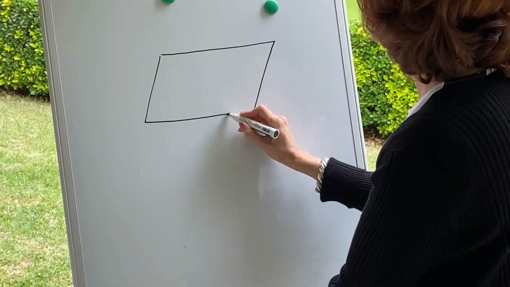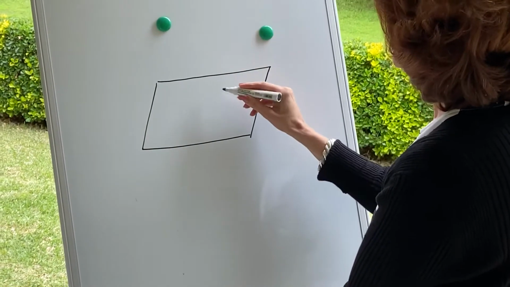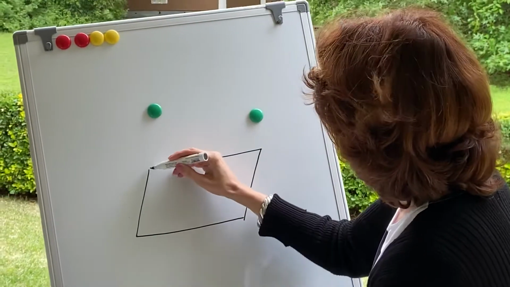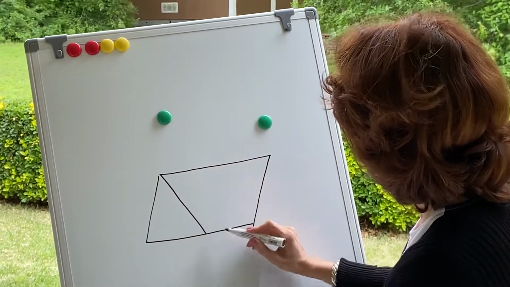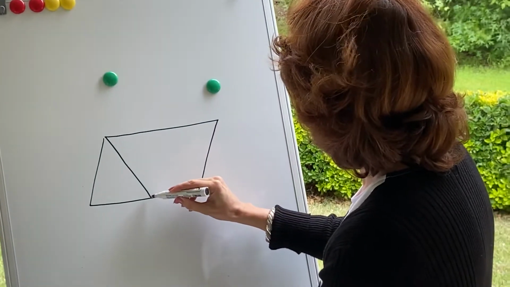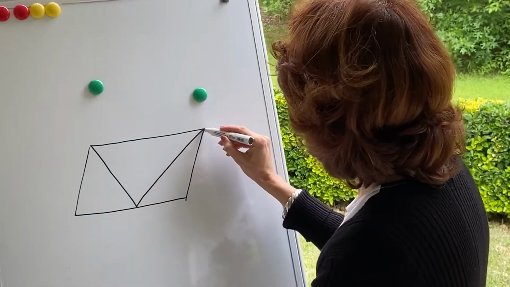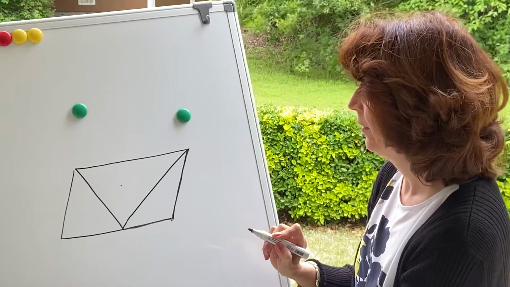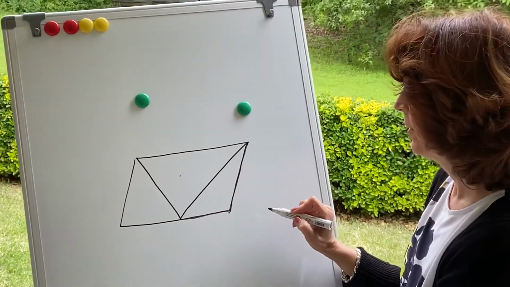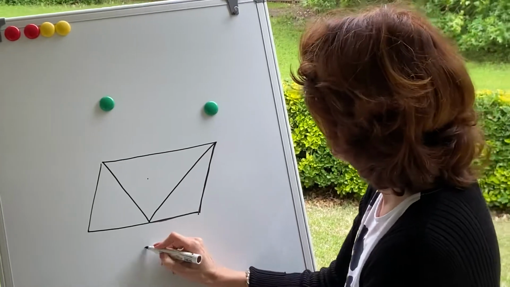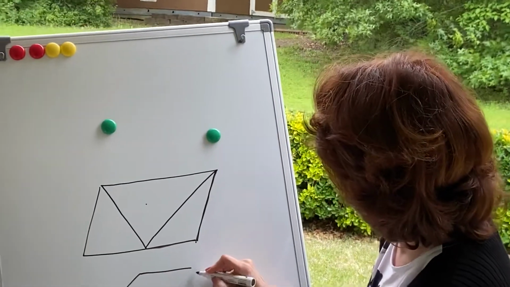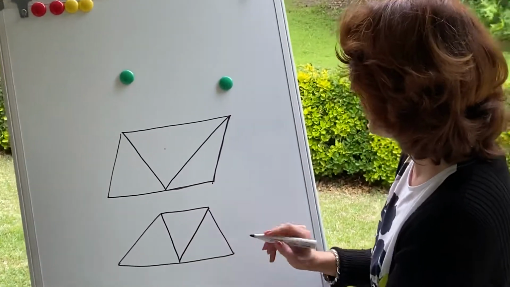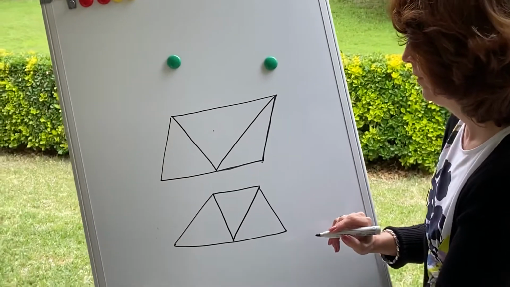a parallelogram, 1, 2, 3. 1, 2, 3 triangles. So if I were to decompose that shape, I've made 1, 2, 3 triangles. A trapezoid. 1, 2, 3 triangles. Okay.